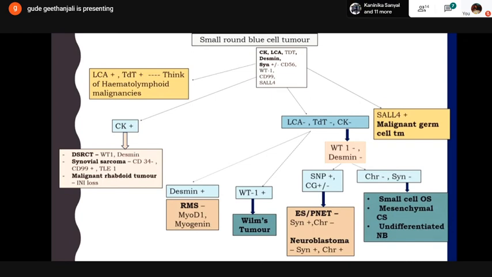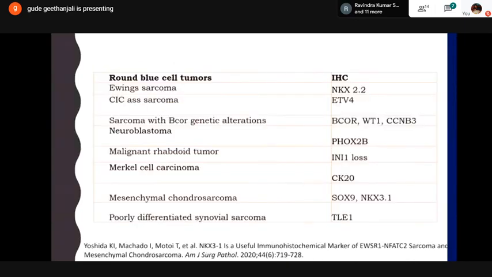In case all these markers are negative, other tumors we can think of are the small cell osteosarcomas, where we can use SATB2, and mesenchymal chondrosarcoma. For mesenchymal chondrosarcoma, we can see presence of HPC like vascular channels and the chondroid or the cartilaginous element if present, and other is undifferentiated neuroblastoma. And we have some specific markers which are more useful for Ewing sarcoma, which is NKX2.2. For CIC rearranged sarcoma, we can use ETV4 or WT1. And for sarcoma with BCOR genetic alterations, we can use BCOR, WT1 and CCNB3. For neuroblastoma, PHOX2B. For malignant rhabdoid tumor, loss of INI1.